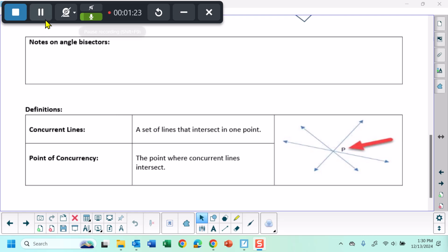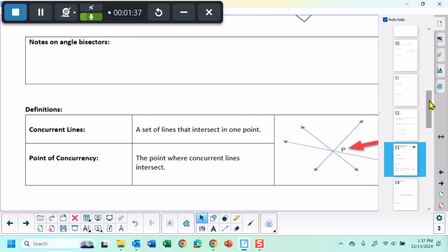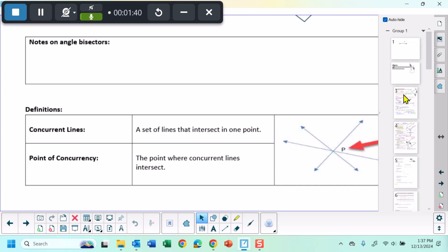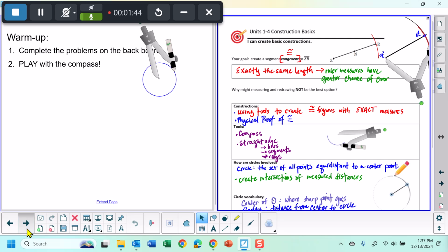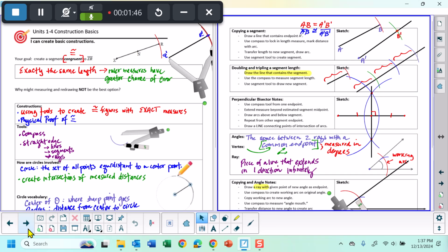Let's go. Now that we've had some warming up time, I'm going to ask you to go back to the beginning of your first packet. So please take the first packet, the construction packet, out. If anybody is in need of another packet, let me know. Because I want to go back and talk about constructions as a whole. When we first started constructions, we had this idea of what it means to construct.